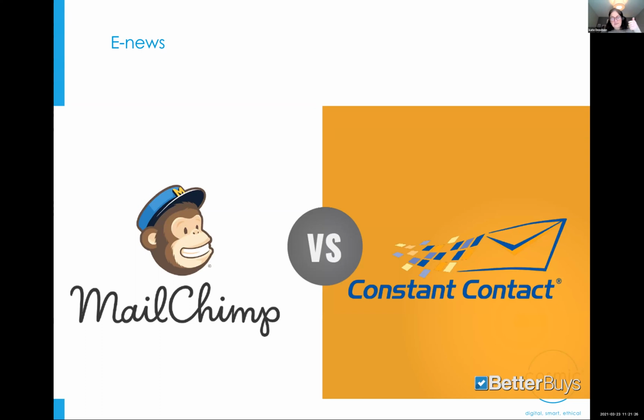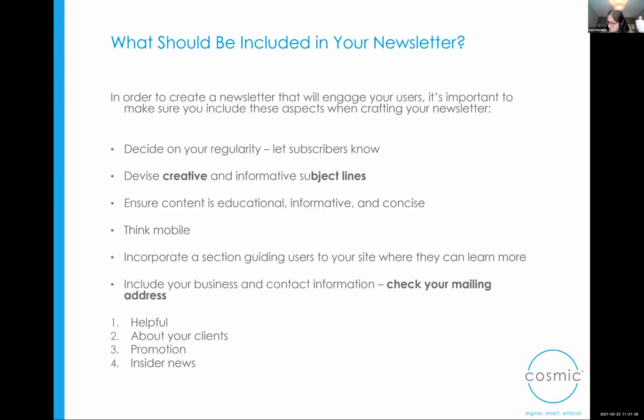MailChimp is free up to 2,000 users, and you can just have one audience within that. Constant Contact, I just made some notes over here, which is why I'm looking over here, is £10 a month. But Constant Contact has some really great features as well. So have a look at both of those and think about which one might be best for you going forward.